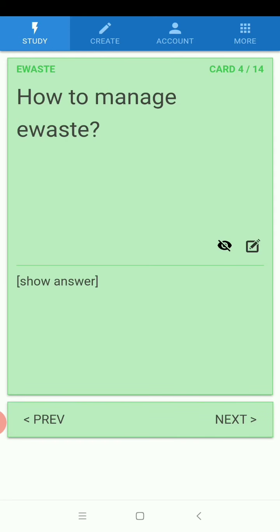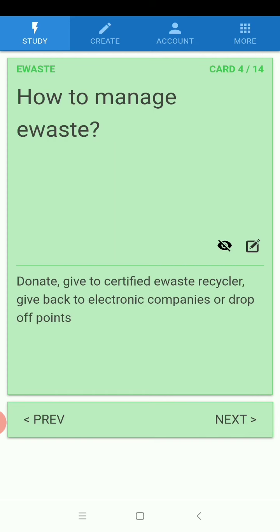Now the question is how to manage e-waste. First thing is, if we are not going to use any electronic device, and it's of no use to us, we can donate it to someone else. We can also give it to a certified e-waste recycler, or we can give it back to electronic companies or some drop-off points.